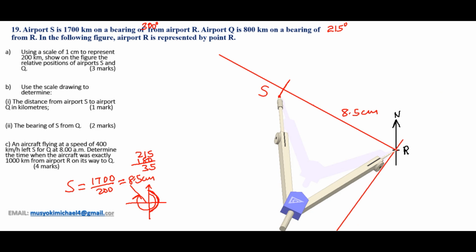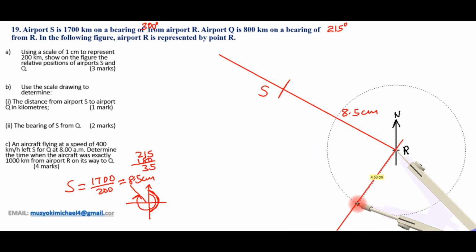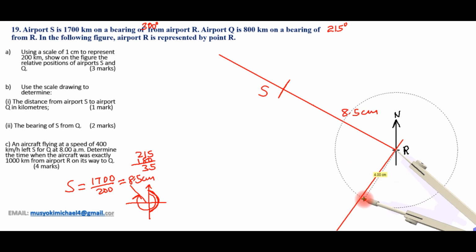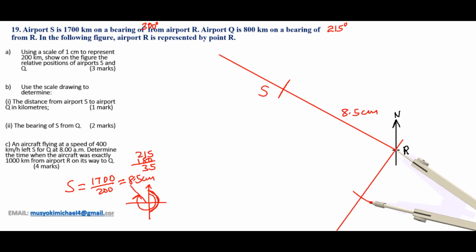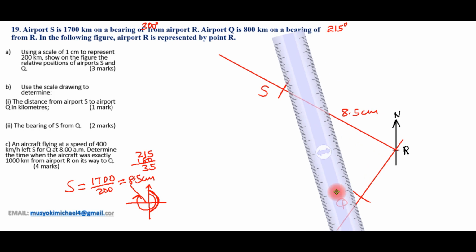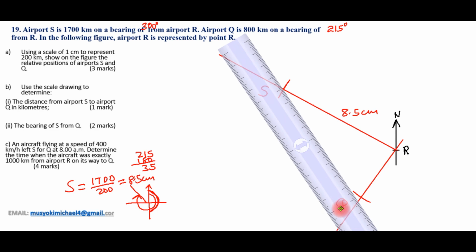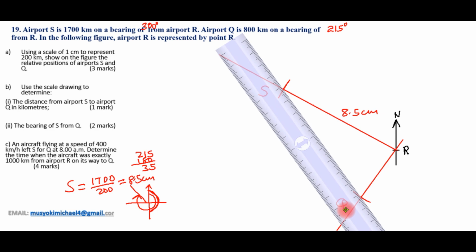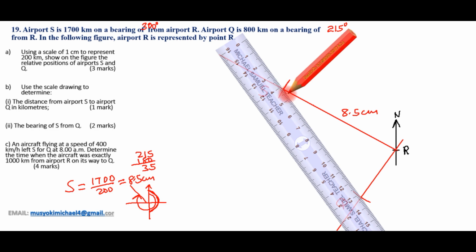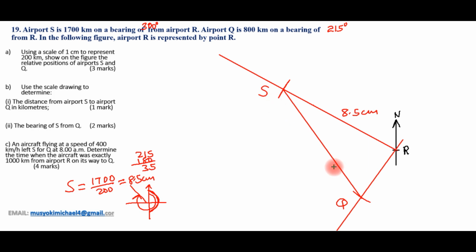The distance is 4 centimeters, so I'll measure 4 centimeters. So that's 4 centimeters, and that's point R, I mean point Q. So that's point Q. Therefore I can join point SQ. So again point SQ. So now we use the scale to determine the other information. You have located points S and Q.